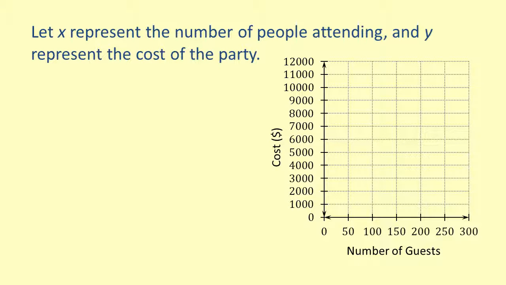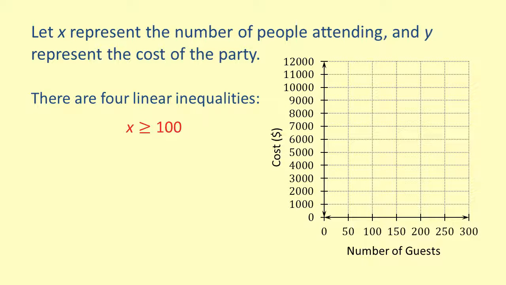To graph the cost of the graduation, we begin by writing four inequalities. Since we can assume that between 100 and 200 students will attend, we can begin with the inequalities x is greater than or equal to 100 and x is less than or equal to 200. Next, we write inequalities for the cost of the party. We know the fixed costs are set at $2,000 and the variable costs are per guest.